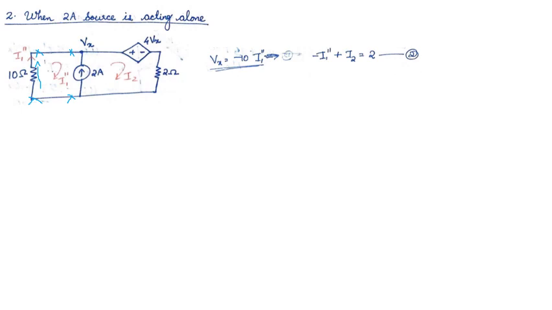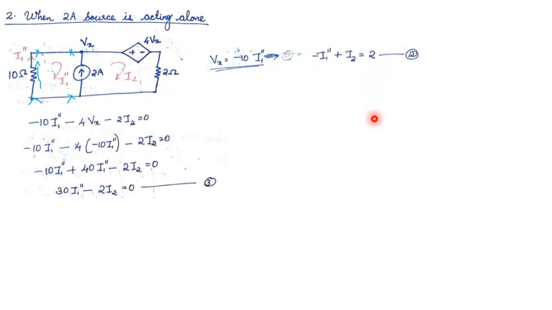Now let's write the second equation from the diagram itself. From this circuit diagram, we can write I2 minus I1 double dash is equal to 2. I1 double dash flowing downward, I2 flowing upwards, net current is 2 ampere upwards. So we can write I2 minus I1 double dash is equal to 2. So we got two equations.